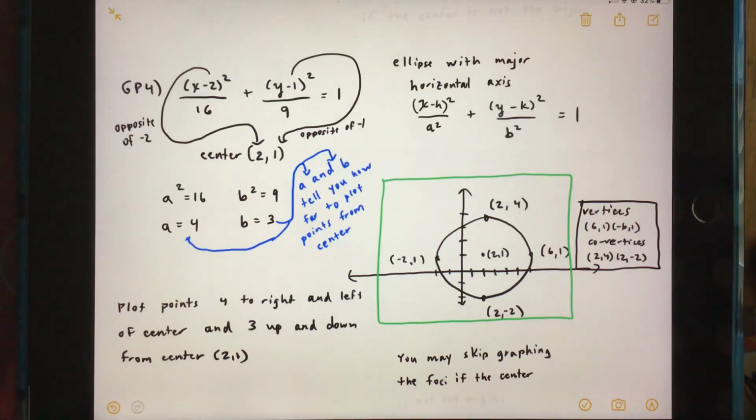We have one example of each of the different conic sections, our parabolas, our ellipses, our hyperbolas, and our circles.